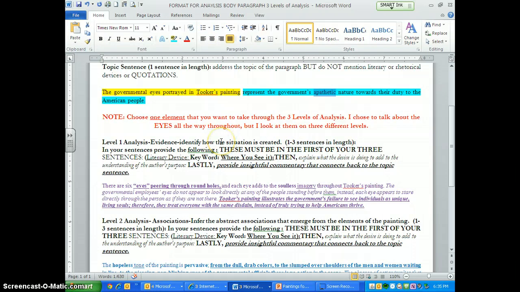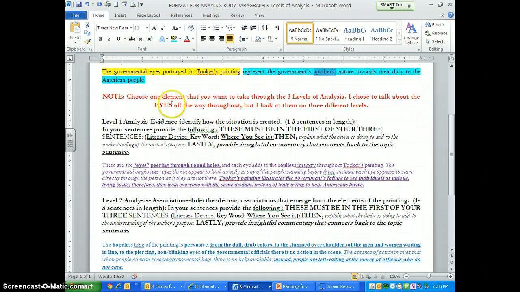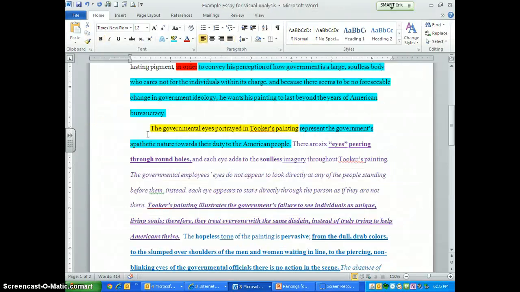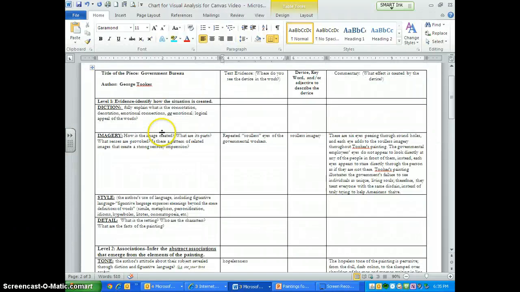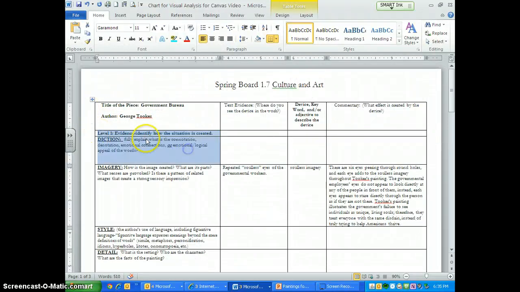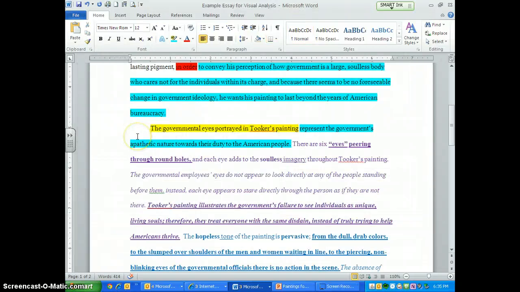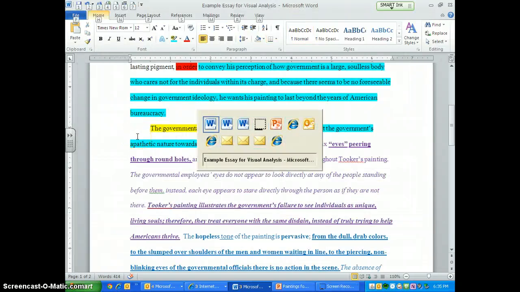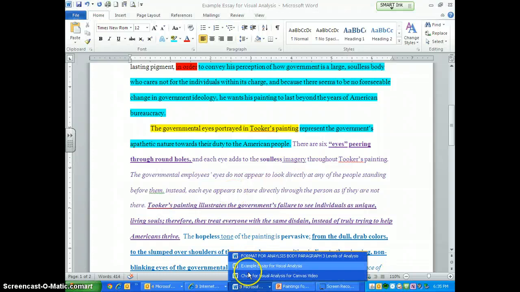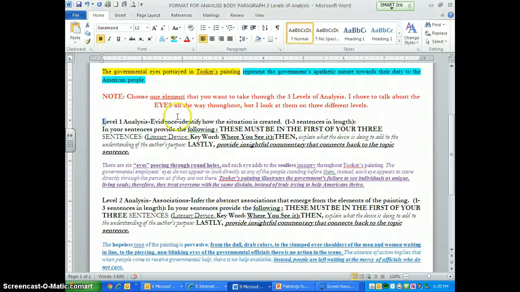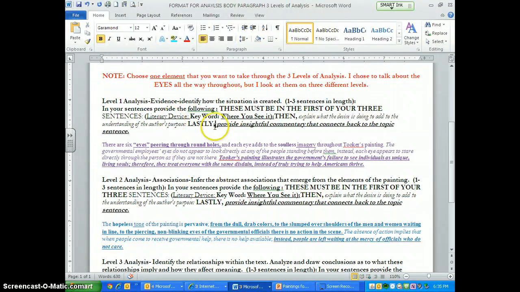Now I told you already I've chosen the eyes, and I'm going to look at it through all 3 levels of analysis. Level 1, if you go back to your chart, I've identified for you which each of the levels are, and I've told you what's in them. This is where I need you guys to really, really work hard. You have to show me what literary device you're using, the keyword that goes with it, and where you see this literary device.